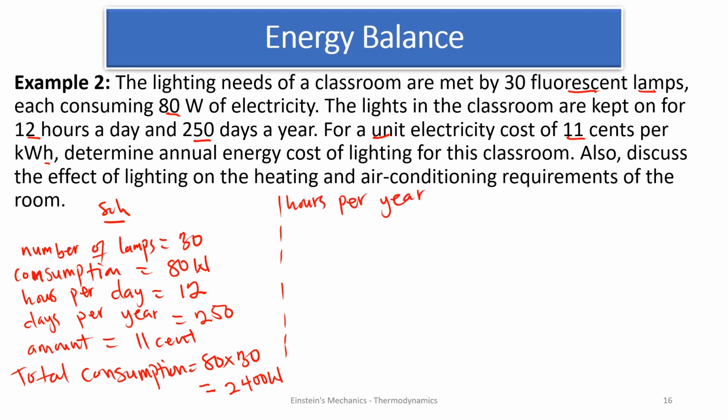You understand why we need to calculate all these hours per year and the total consumption. So 12 hours per day, and per year will be the 12 multiplying the 250 days. And we'll get a value for the total what? Consumption. Are we okay? So if we get the hours per year, then we know that energy.